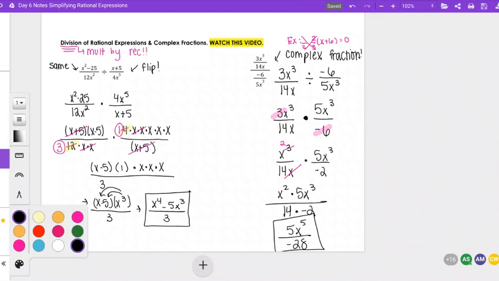So once again, division is really just multiplying by the reciprocal.